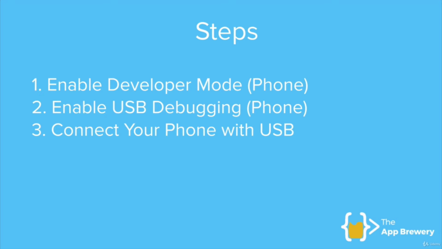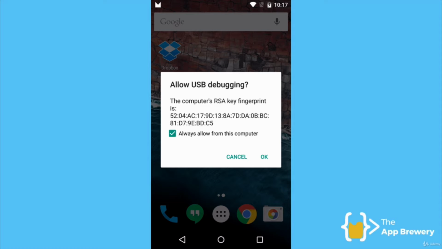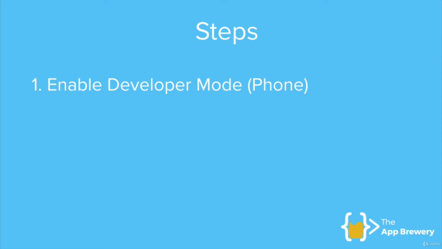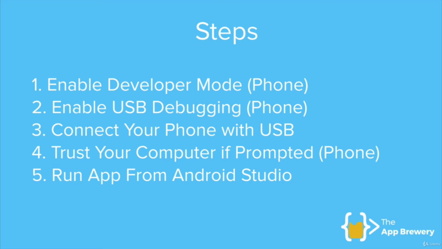Now, once you've connected your phone with USB, what you should see on your phone is a prompt. So head over to your phone and take a look at the screen and see if you have this pop-up asking you whether you want to trust this computer. Now, it's really important here that you check the box where it says always allow from this computer, so you don't have to deal with this pop-up every time you want to run your app, and then go ahead and click OK.